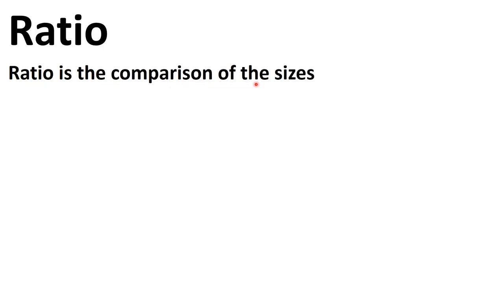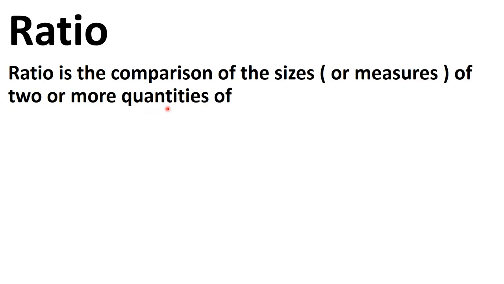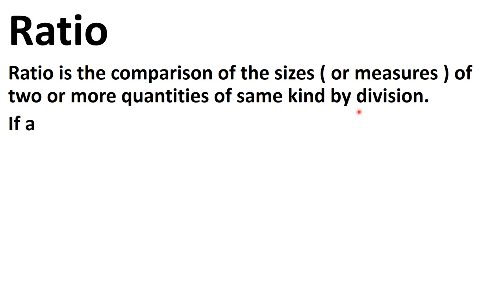Our first topic in this chapter was ratio. Ratio is the comparison of the sizes or measures of two or more quantities of the same kind by division. In ratio, we compare two or more quantities of the same kind, and we find this ratio by division, meaning by fraction.